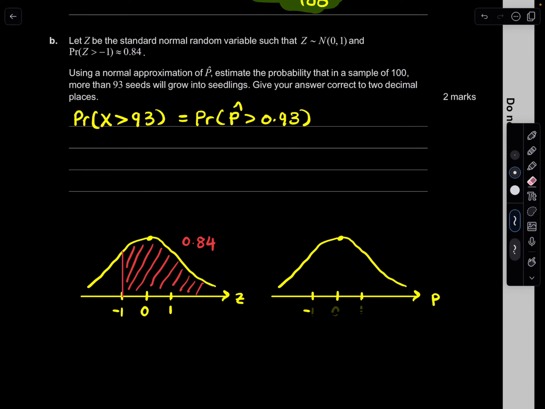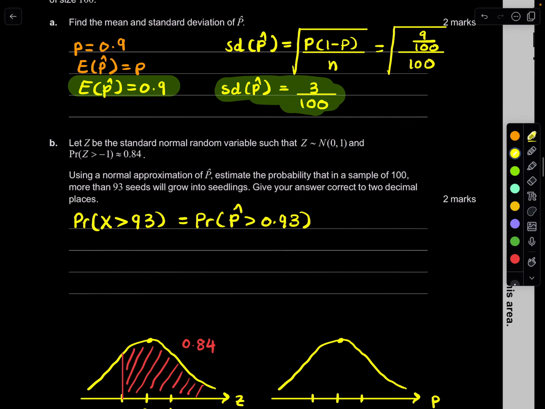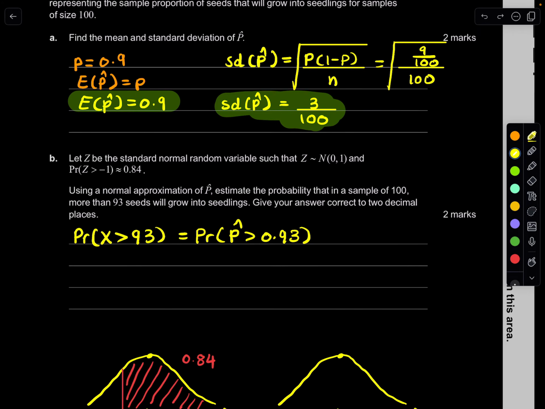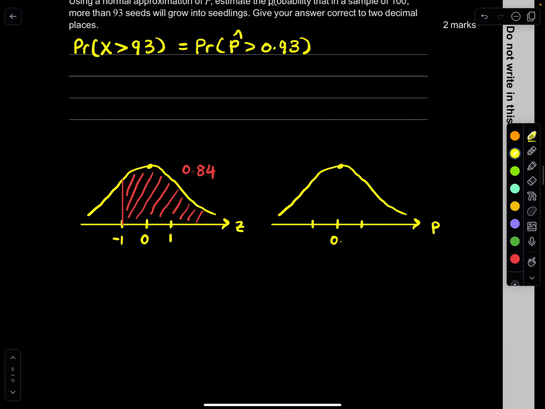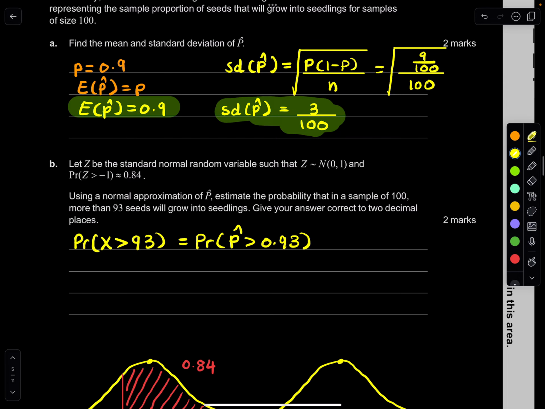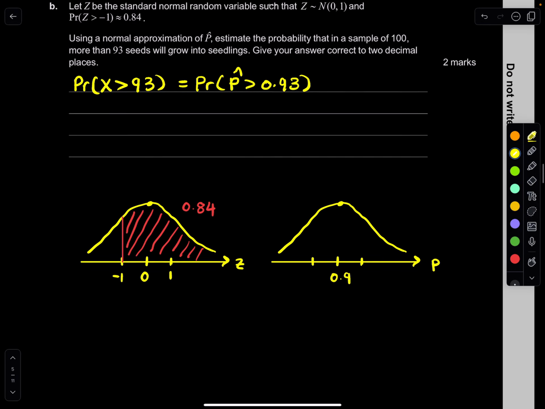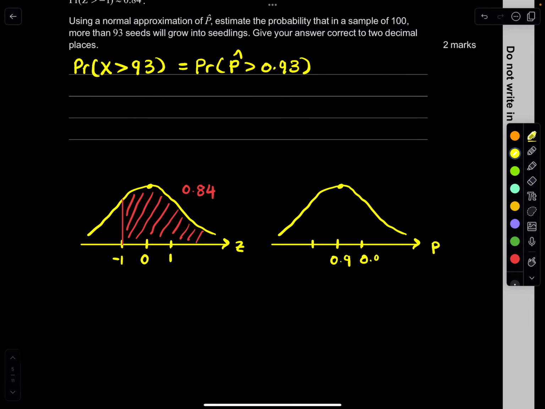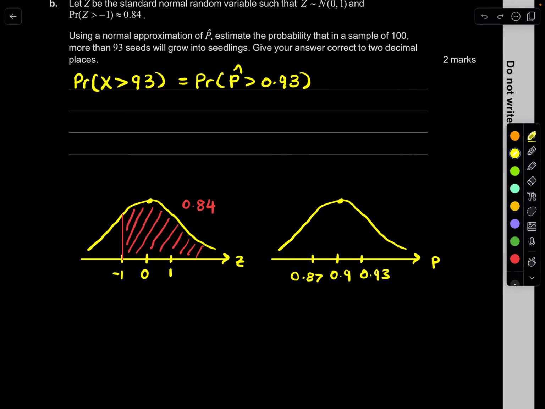And so we know the mean. We already calculated it. The mean is 0.9 for p hat, so this is 0.9. We know one standard deviation is 3 over 100, so this is 0.93, and this is going to be 0.87. Yep, that looks good. What we're trying to calculate is the probability that it's greater than 0.93, which is this probability.